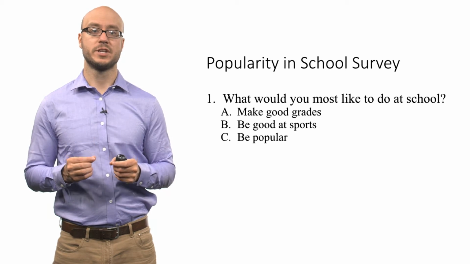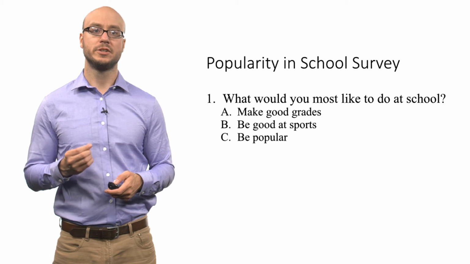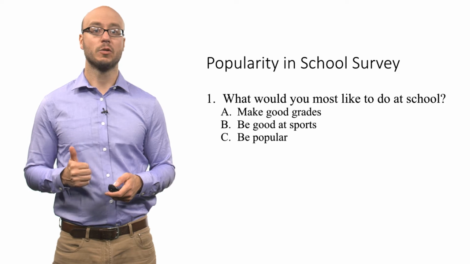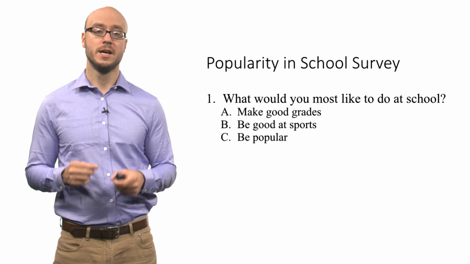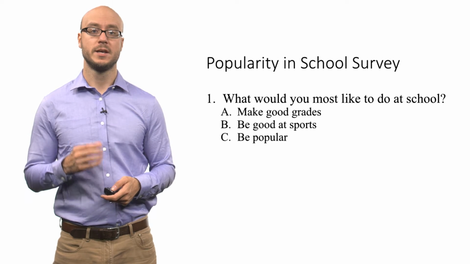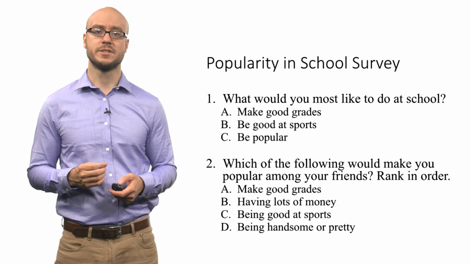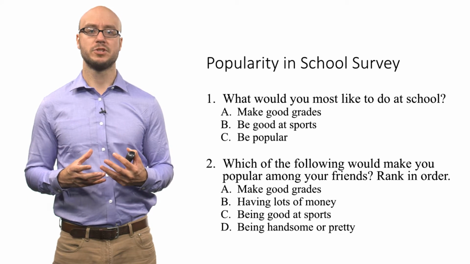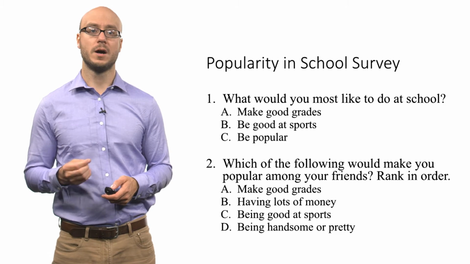This first question has to do with students' goals. And the question is, what would you most like to do at school? A, make good grades, B, be good at sports, or C, be popular. This was actually given to a sample of children in an elementary school. The second question has to do with this conception of popularity. Which of the following would make you popular among your friends?